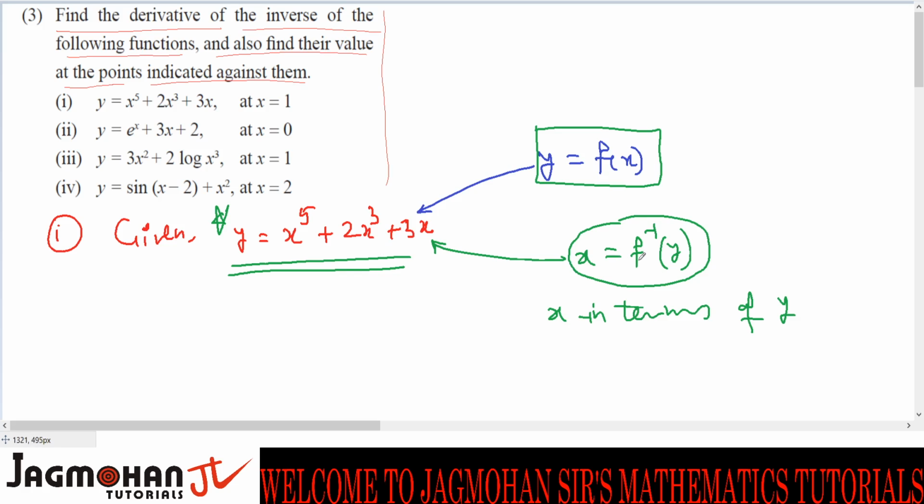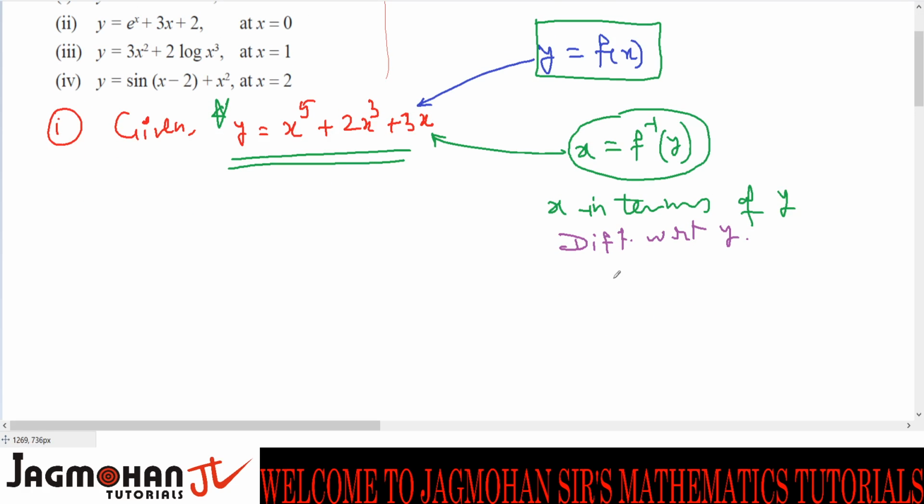And once I have got x in terms of y, I notice that y is the independent variable. So I differentiate this with respect to x. I'm sorry, I made a mistake. I differentiate this with respect to y. And when I differentiate this with respect to y, I will get d by dy of x, that is d by dy of f inverse of y. And then whatever I get is my answer.